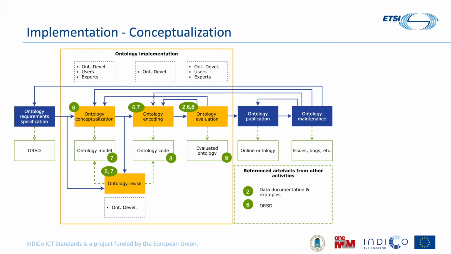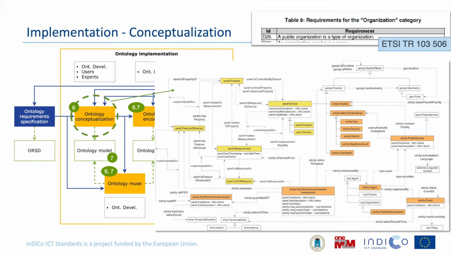Once we have the ontology requirements specification document, we can start with the actual implementation. As you can see, the activity normally starts with ontology conceptualization before going through the ontology encoding, and optionally we can go through an activity of ontology reuse. During the ontology conceptualization, the idea is to convert the ontology requirements into a more structured or formalized model, but not yet implemented in the ontology implementation language. That is, we could use a formal language like description logic or diagrams, as you see in the slide.